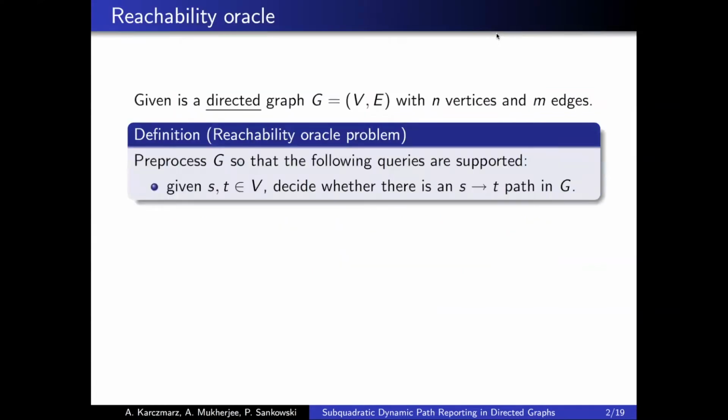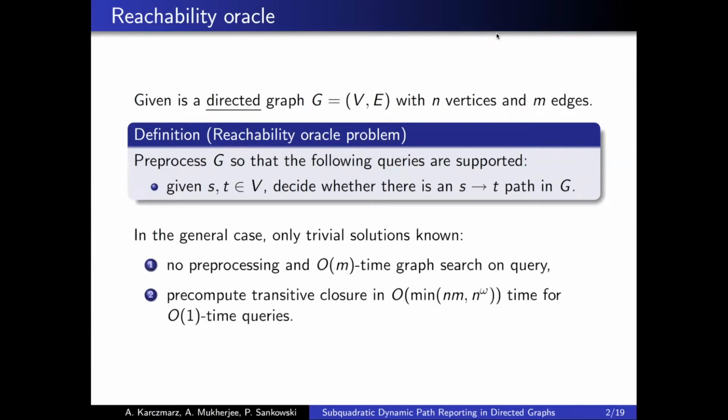Designing efficient reachability oracles is one of the fundamental questions in graph algorithms. Given a directed graph G with n vertices and m edges, the goal is to pre-process the graph so that given vertices S and T, we can decide whether there is an S to T path in G. In the most general case, there are only two known solutions.